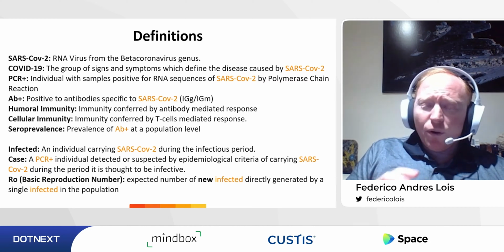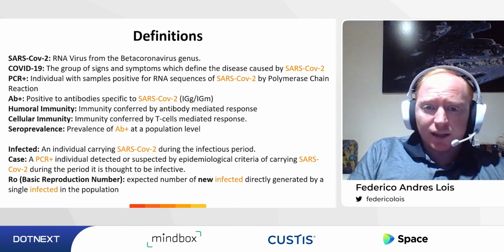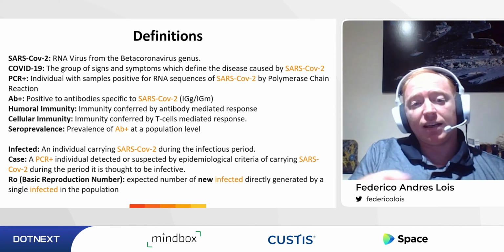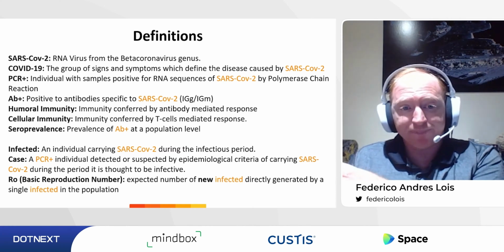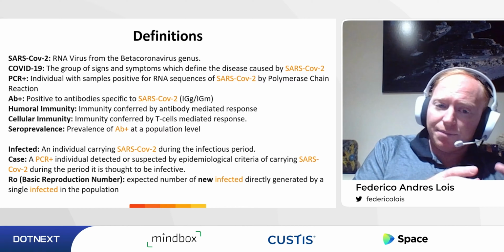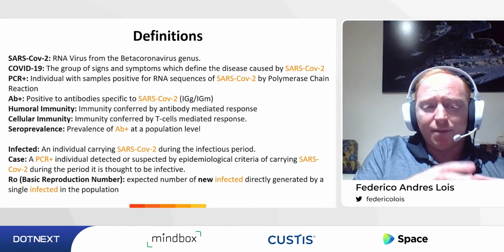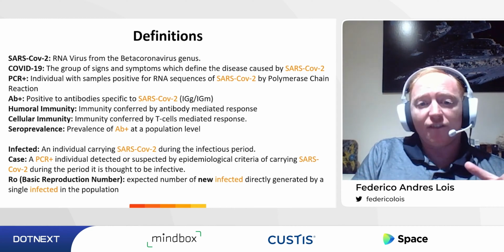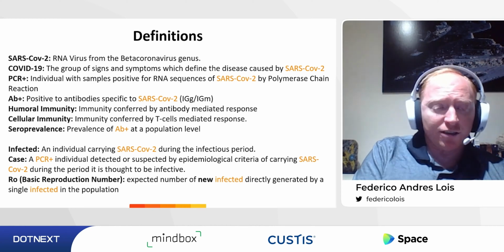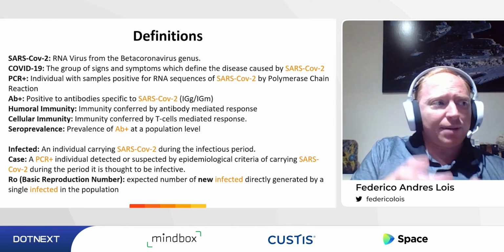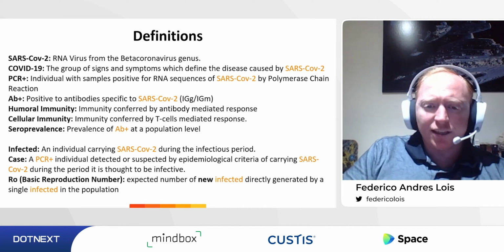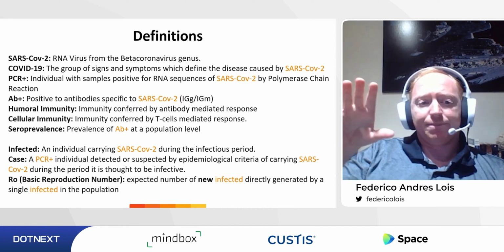So we also have to separate between humoral immunity, which is the immunity conferred by antibodies, so that's what you measure with the antibody positive, and cellular immunity, which is mediated by T cells. And we also have to be very, very clear what a seroprevalence study is. A seroprevalence study is a study that allows you to measure the prevalence of antibody-positive individuals at a population level, which means I'm going to measure the amount of people that have antibodies to the virus, has been in contact and is already infected or have been infected before.